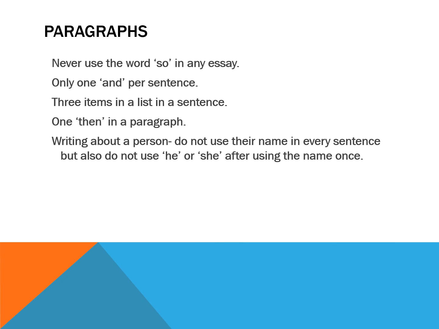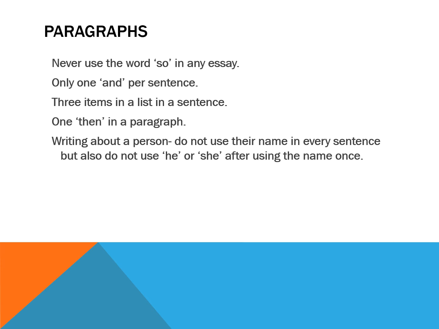There is only one and, A-N-D, per sentence. List 3 items in a sentence. That should be the maximum. Technically, yes, the textbook may say 4. 4 is too long, okay? Just keep it at 3. We went to the grocery store, the gas station, and the movies.